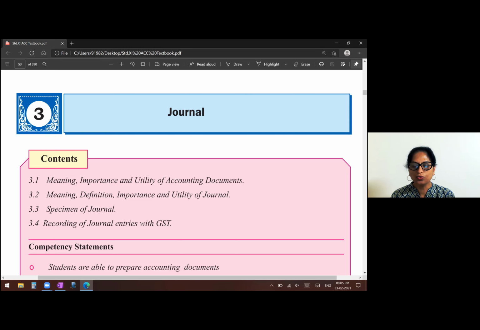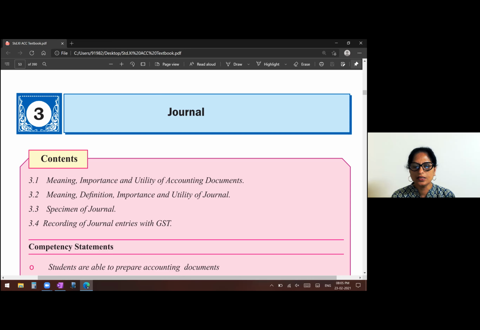I had planned to tell you all this and make you draw the specimens in the class. But now we will do this part of documents a little later so that we start straight away with the journal entries. Now, what is a journal?